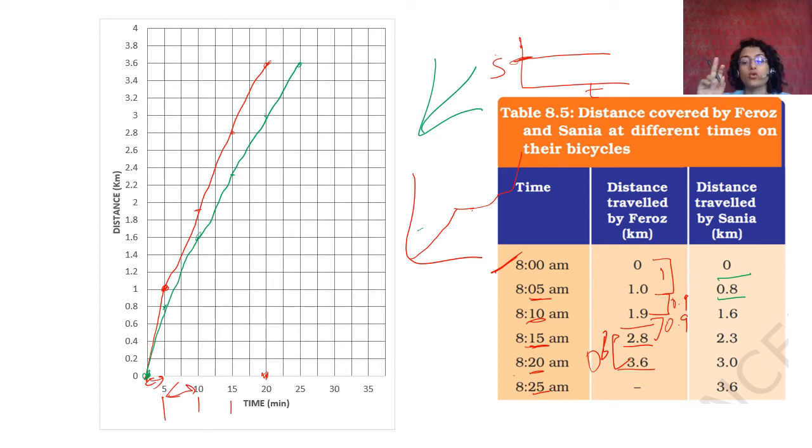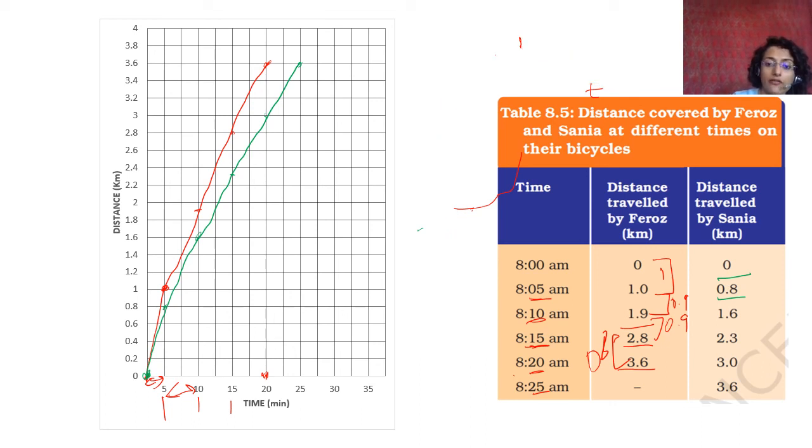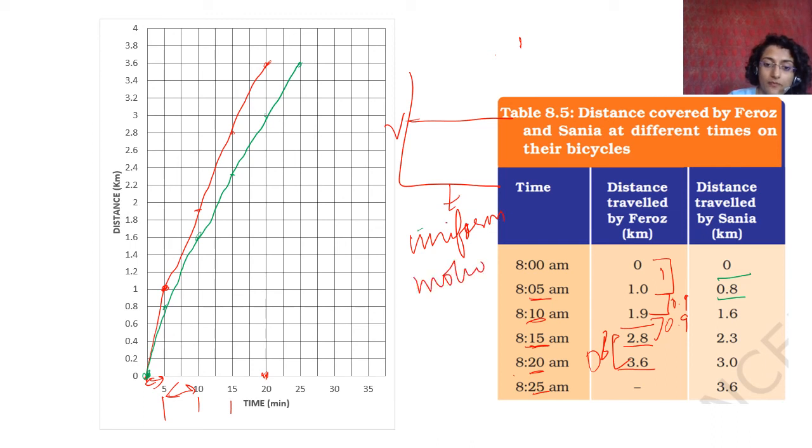What can you say about the motion of an object if its speed time graph is a straight line parallel to time axis? If the speed time graph, okay, or velocity time graph is a straight line parallel to time axis, which means velocity is not changing. It is uniform motion. This is velocity time graph uniform motion. This is distance time graph uniform motion.